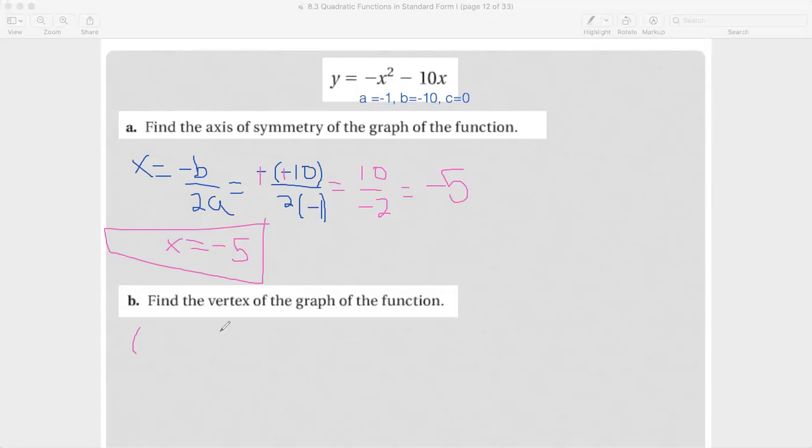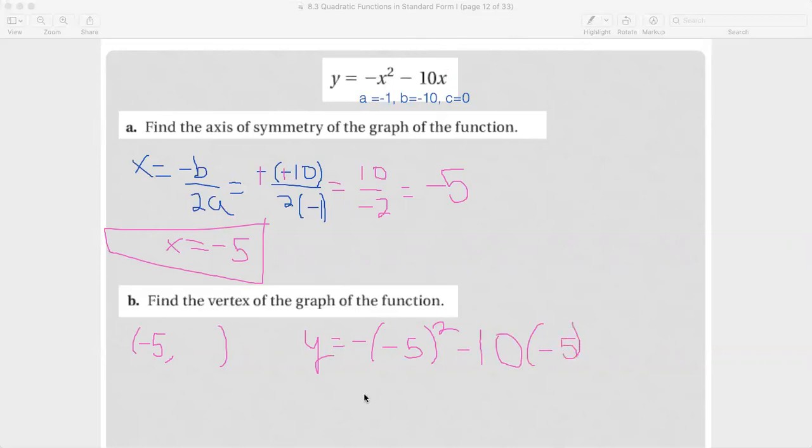So my vertex is going to be at -5, comma something. You guys already know by now, just be careful with negatives. Don't lose them. We got a lot of negatives in this original equation. So watch how carefully I plug it in. So y equals negative, -5 squared, minus 10 times -5.